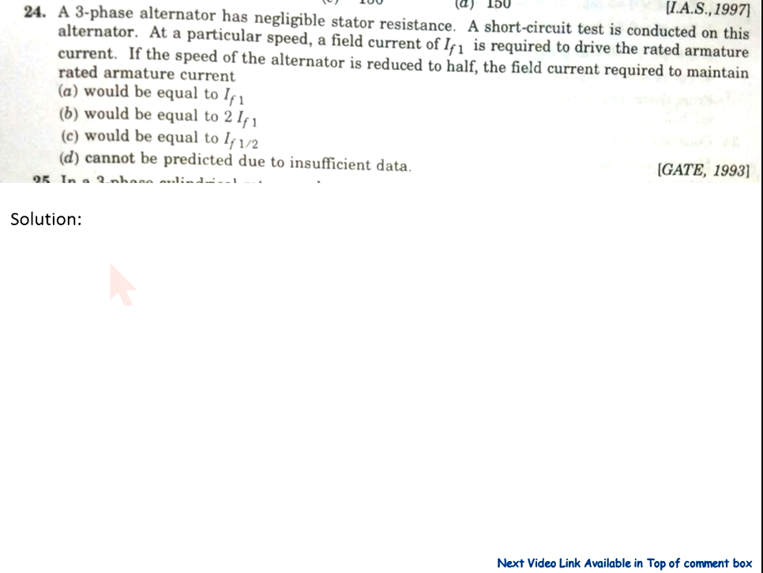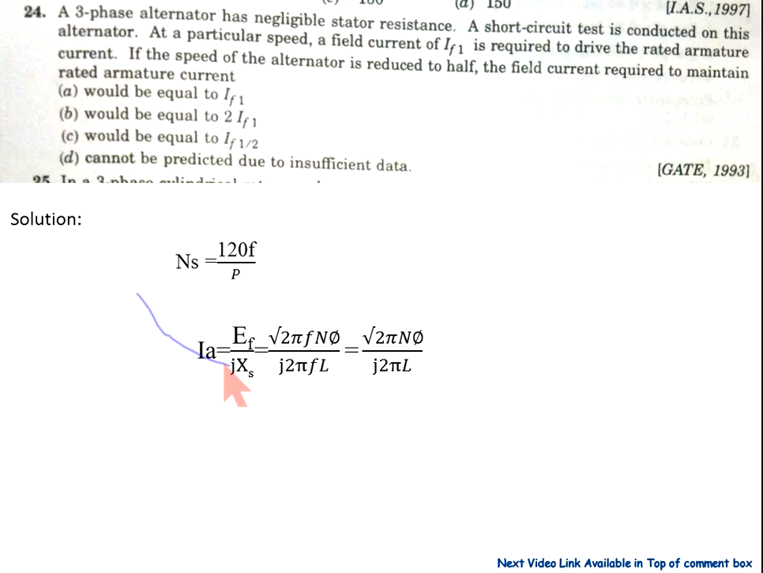Now come to the solution. This is a simple question, but the concept is very important. The synchronous speed equals 120 f upon P, so the synchronous speed is always dependent on the frequency. If the speed is reduced to half, then the frequency will also become half. Now we take the formula of armature current. The armature current is Ef upon Xs, and both are frequency expressions.